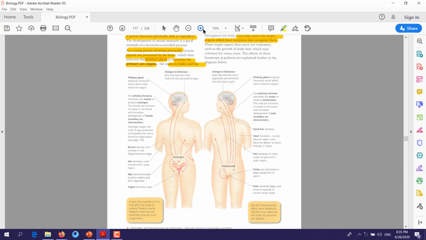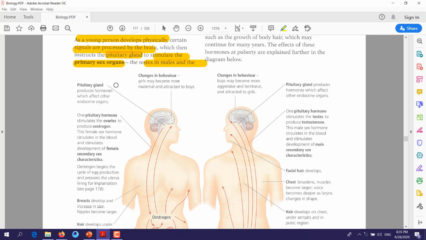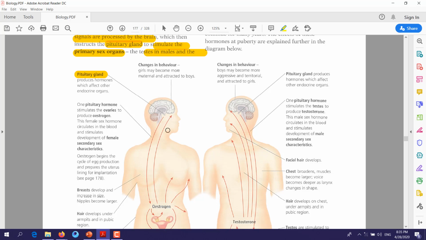We will see how it will affect. Firstly, you have the pituitary gland. All the process starts from the pituitary gland. Here it's the pituitary gland. What will happen? It will produce hormones. It will affect the endocrine organs. What do we mean by endocrine organs? Endocrine organs are organs that have glands in them and release hormones.